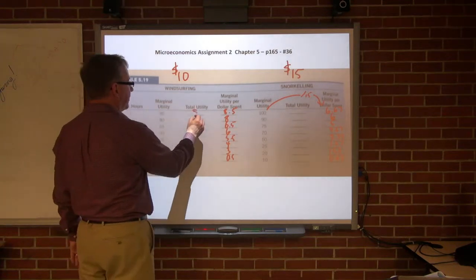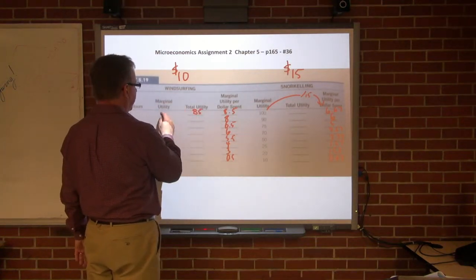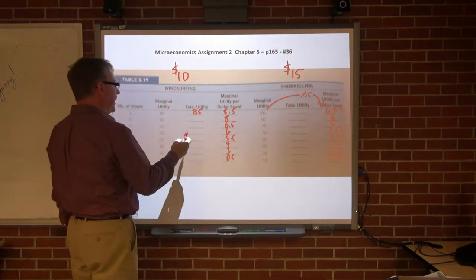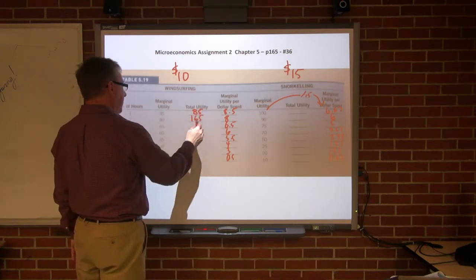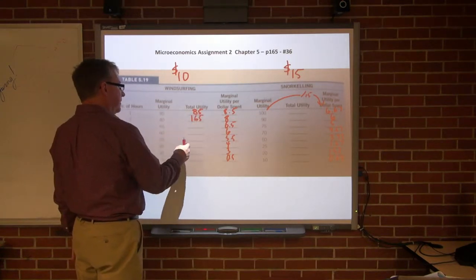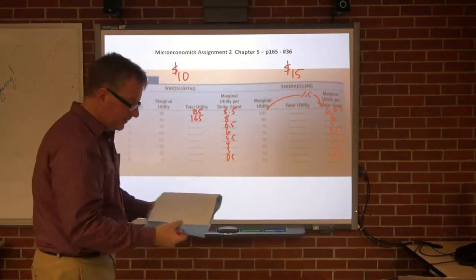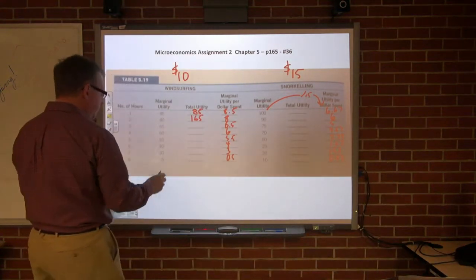So 85 starts off for windsurfing. The marginal utility for the first hour is 85, so the total utility is 85. And the second hour is 85 plus 80, which is 165. 165 plus the other 65 is, I'm going to make a mistake if I don't write this down, 230.